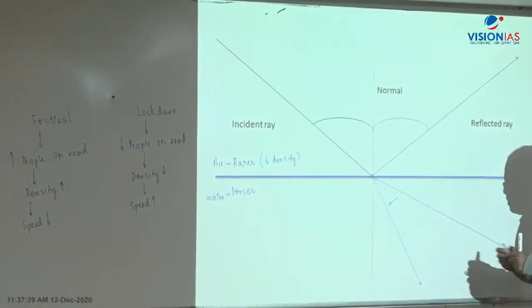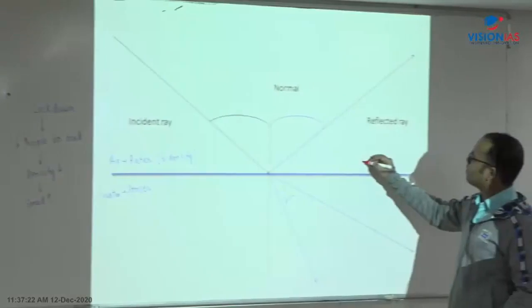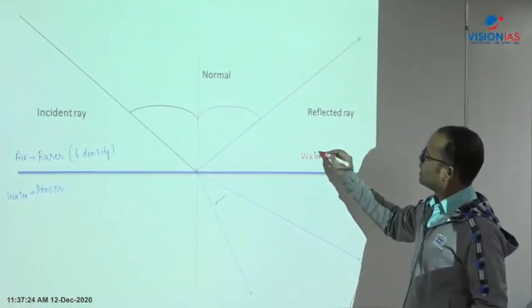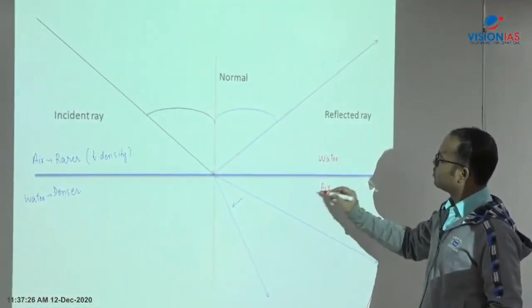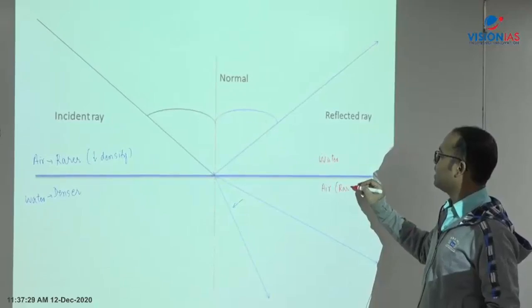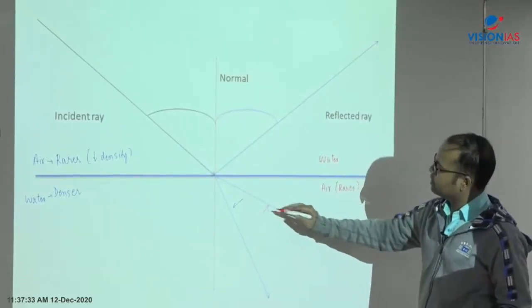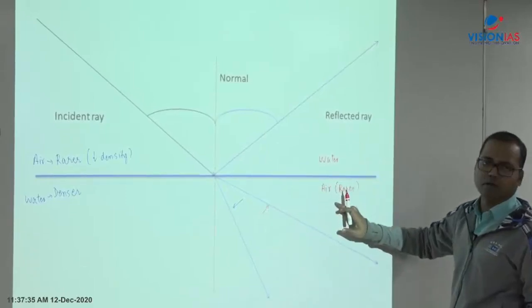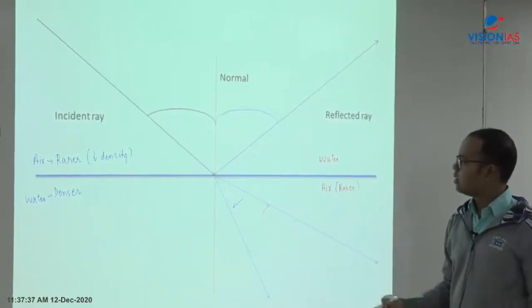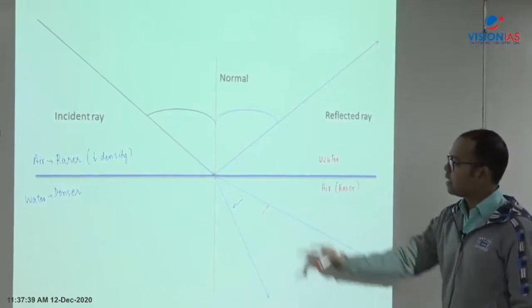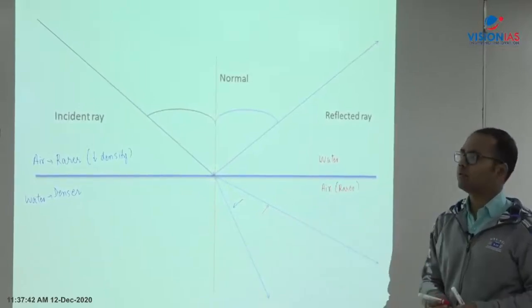Take another example. Suppose this was water and this was air. So this is the comparatively rarer medium. Again the ray was coming, so speed should increase, because it is like going from festival to lockdown. Lockdown means open road. So speed should increase. It means it is going away from the normal.